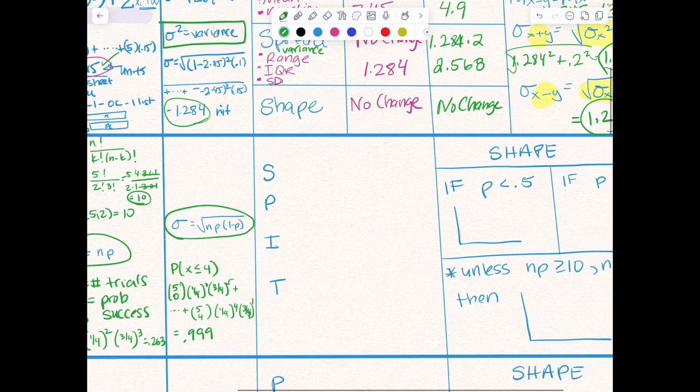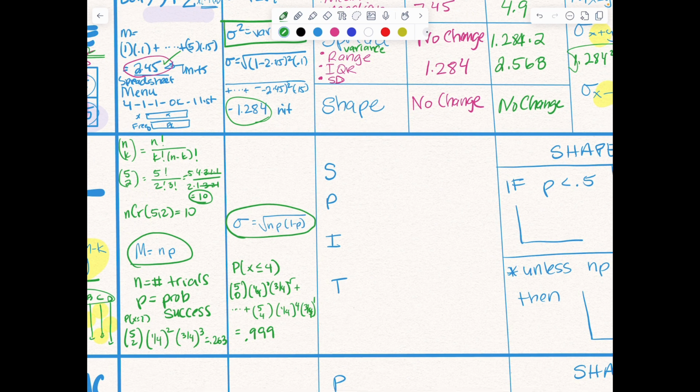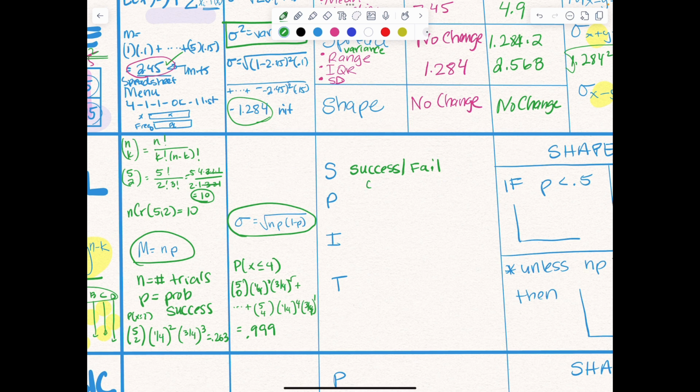Okay, this is not on your formula chart. You have to memorize this, and this is SPIT. SPIT is the conditions. What must it be before it is binomial? Success, failure, meaning I have 2 choices. For this one, I had correct or incorrect for my quiz.